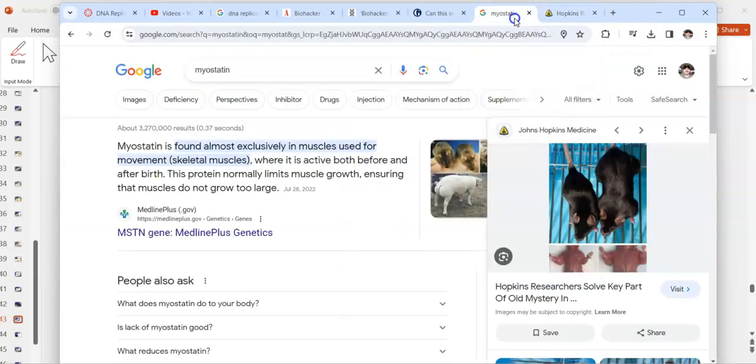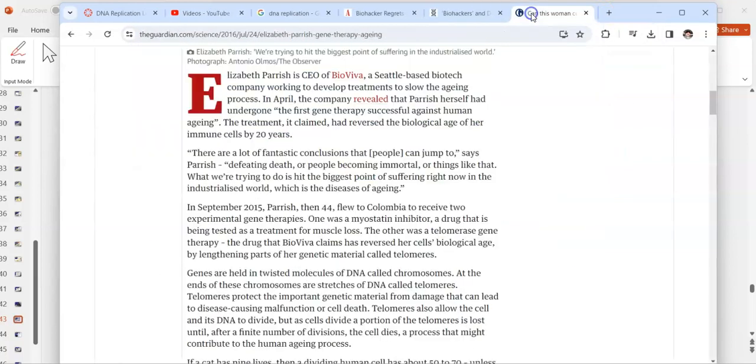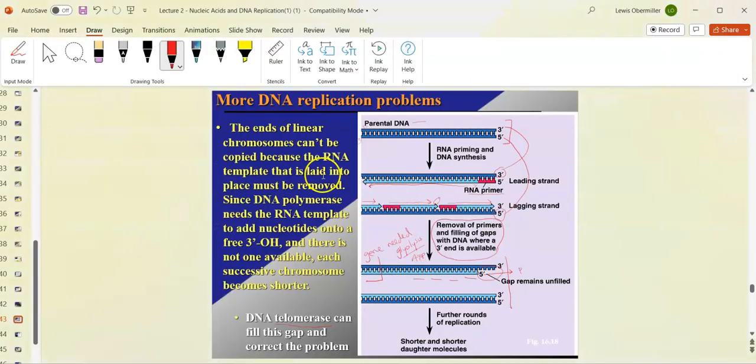So anyway, she did that. Right. She had a myostatin inhibitor tested for muscle loss, and then the other one was a telomerase gene that she claims has reversed her cell's biological age by lengthening part of her genetic material called telomeres. So that's true, right? And so how does that work? So she probably will end up getting cancer from this, but who knows?